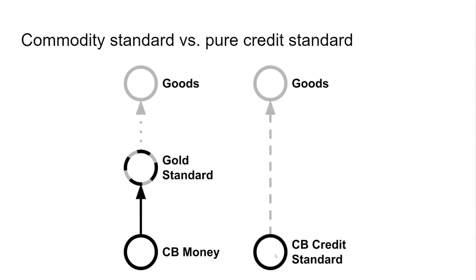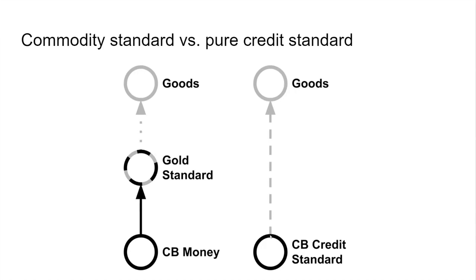And then on the right, we have a pure credit monetary standard. That means that the central bank's liabilities are the monetary standard, instead of something above the central bank's liabilities being the monetary standard. The central bank's liabilities themselves are the monetary standard. And that monetary standard has to be actively stabilized with respect to goods. Otherwise, you're not going to be able to achieve monetary stability. It doesn't magically happen on its own.